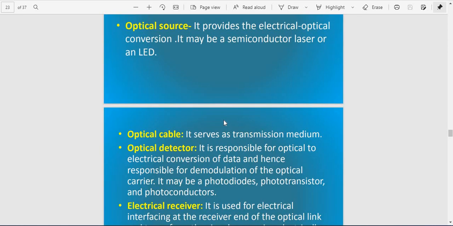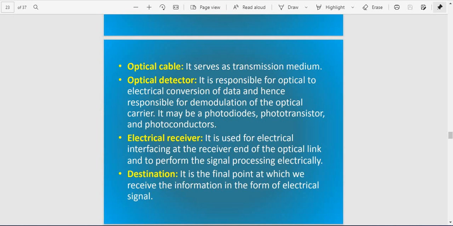Likewise, the next stage is what? The optical cable. What is the use of the optical cable? It serves as a transmission medium. Transmission medium means it provides a medium. When we talk, air is our medium. That's the reason we are able to hear the volume of whatever we are transmitting. In the same way, the optical cable is a medium when we try to transfer our information. Clear?